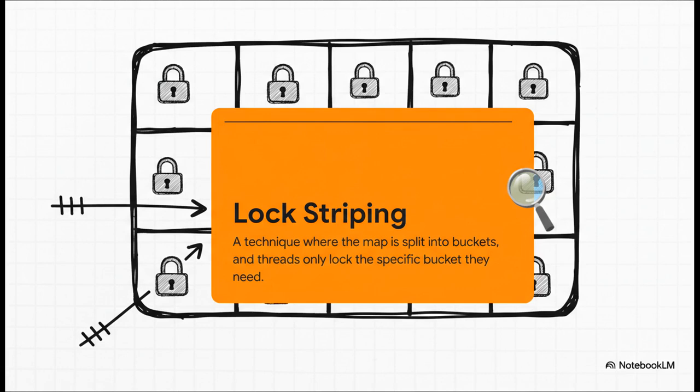Well, instead of one giant lock guarding all the data, the map is broken up into different partitions, or buckets, and each one of these buckets gets its very own lock. This allows different threads to work on different parts of the map without ever bothering each other.